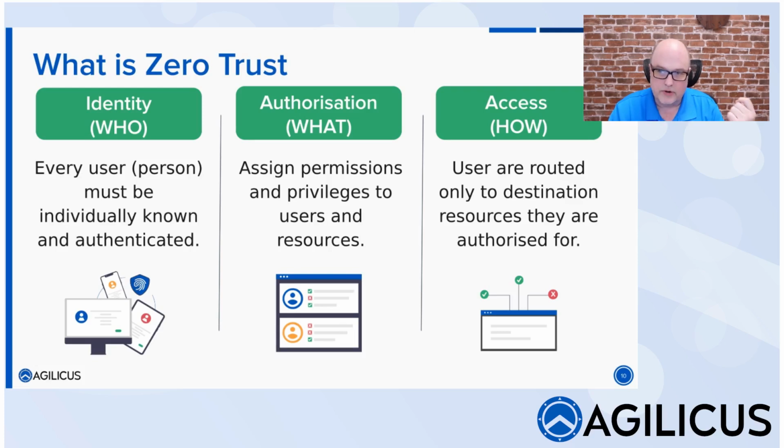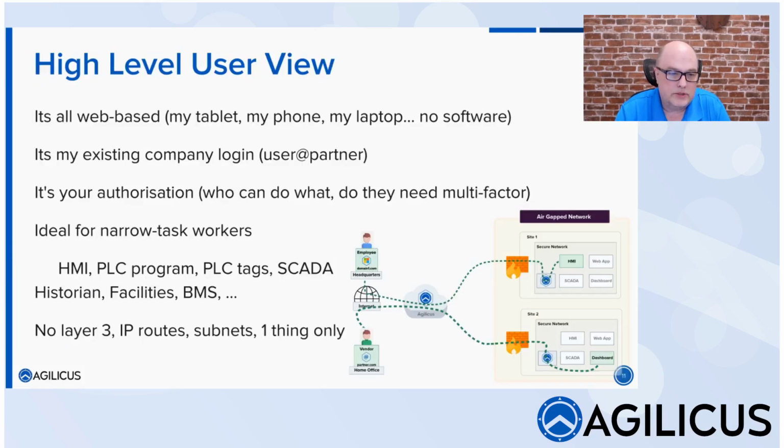You re-verify the trust on a per person resource basis intersected with fine-grained permission, and then you have an audit trail. The high-level end-user view, I kind of showed you that earlier. I didn't show the admin view, but it's all web-based. They open their tablet, their phone, their whatever device they're happy with. If it's company issued, that's great. If you allow bring your own device, that's great. If it's a third party, it's whatever they manage. But it's their existing company login.